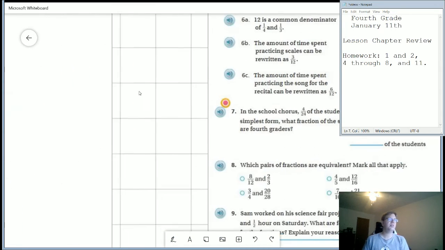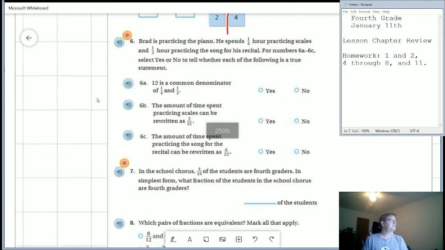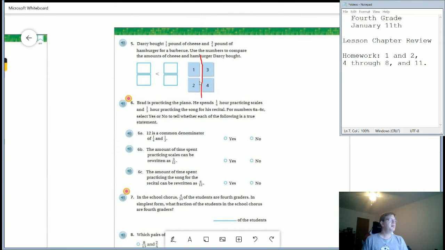Let's go up to our next part. You can actually use the picture that I drew further back to answer number 5 as well. So in talking about that problem, if you looked at the picture and what 1/2 was equal to, that being 2/4, how would we compare that to 3/4?